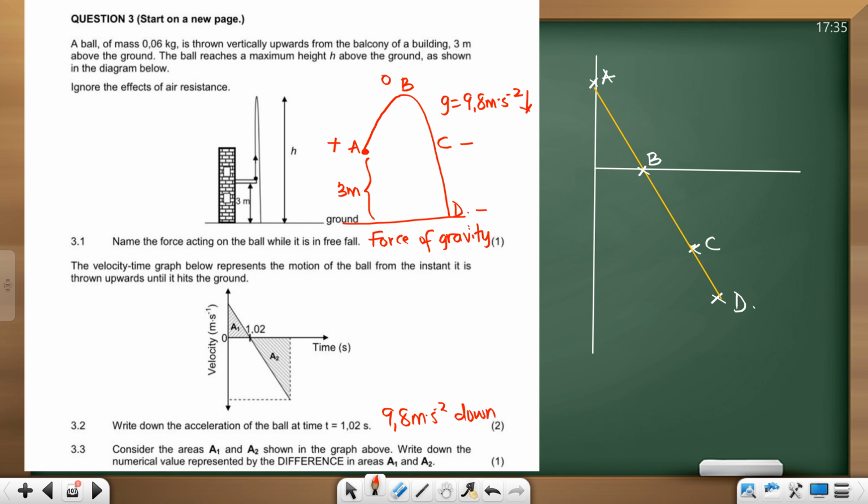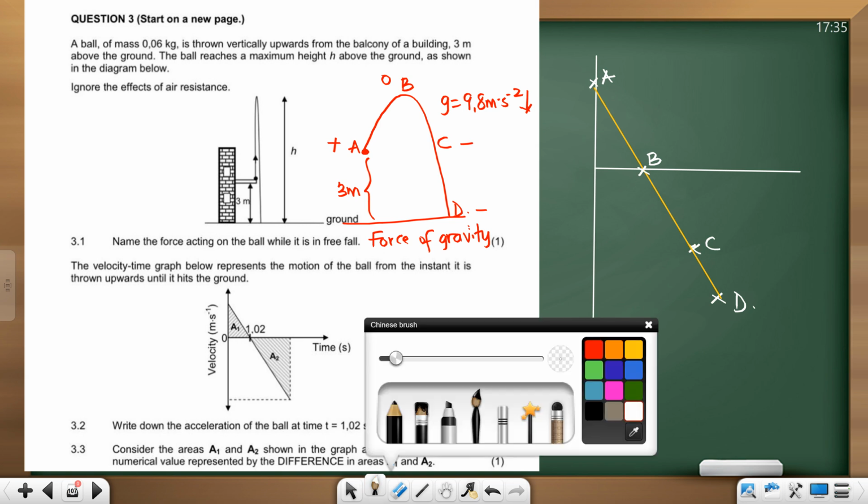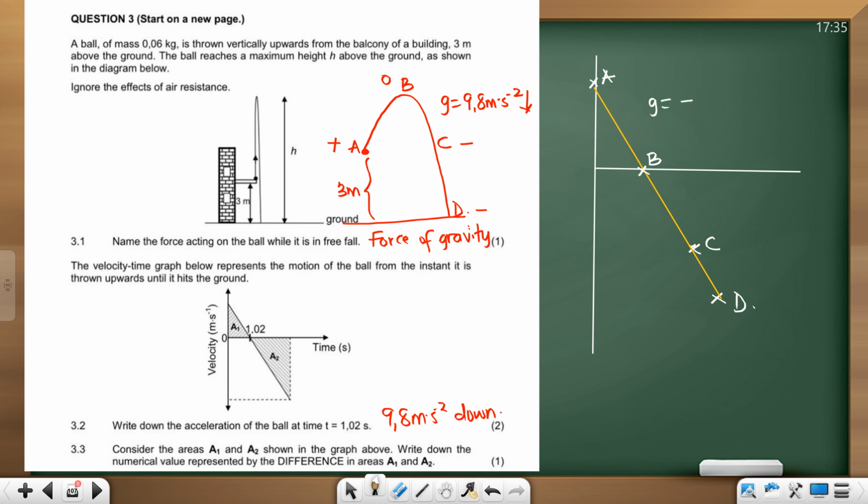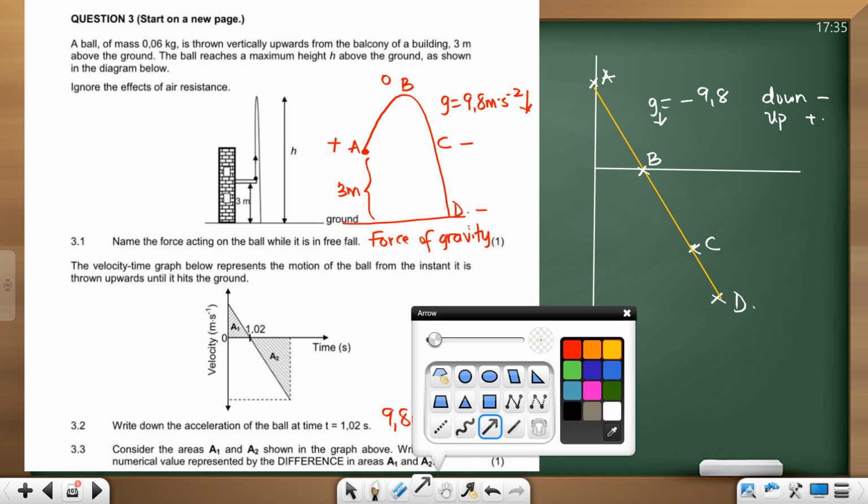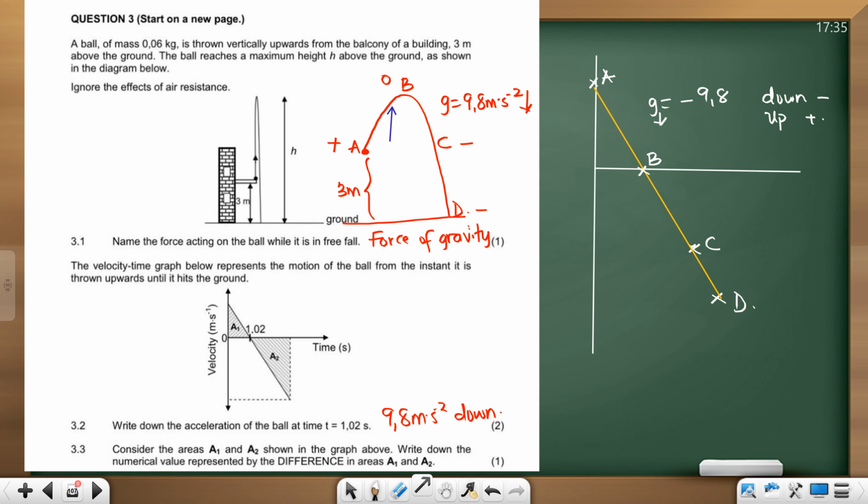If it was not free fall, then we would need to calculate the acceleration. And you can actually see that this is a negative gradient. Negative 9,8, and g is always acting down. So the examiner has taken down as negative, up as positive. If you check AB on the red graph, what's happening? Up. But B to D, what's happening? Down. Negative there.